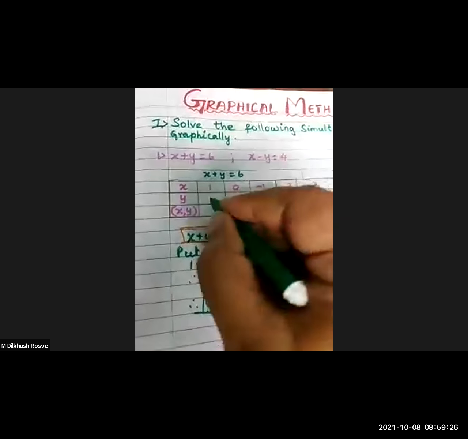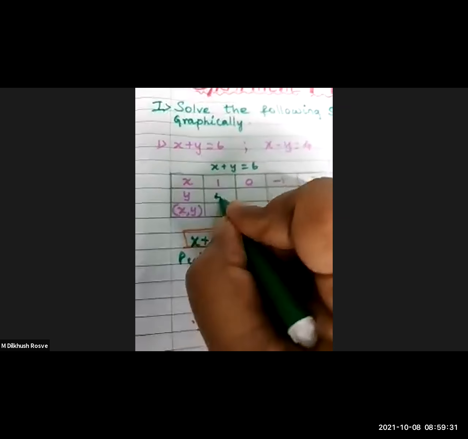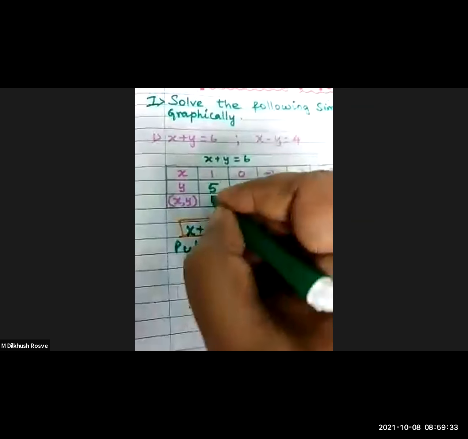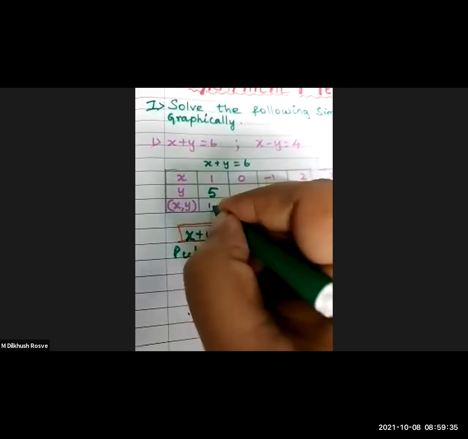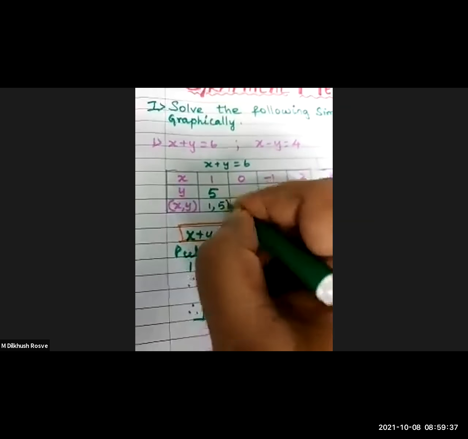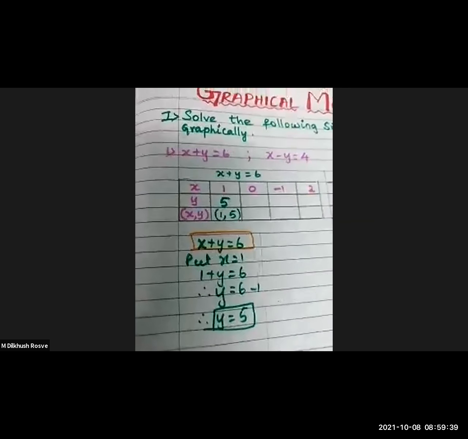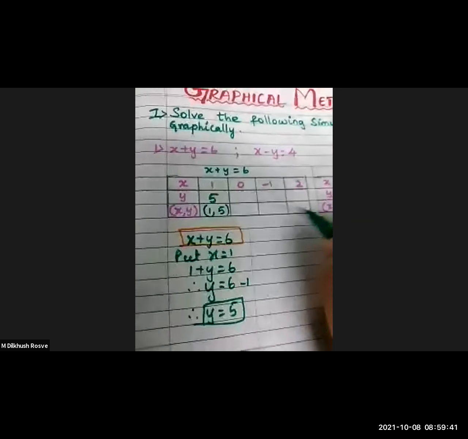Okay, so can I fill this box? Can I write over here? Then how will we write this point's coordinates? We will write 1, 5. Understood, children? Okay, so like this, we have to find all these.